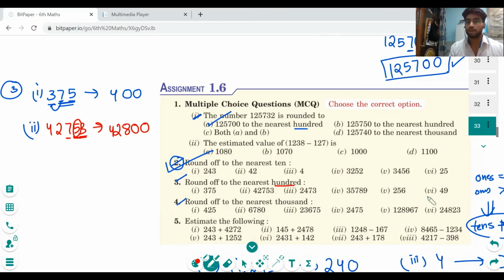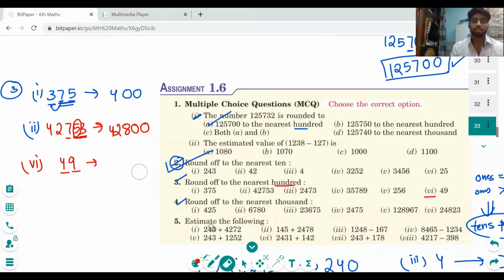Okay, let's try this one. Sixth one, 49. Now here you can see there are ones and tens, right? There is nothing else. Now we will make ones and tens zeros if you remember. So this will be 0 only. But also one more thing, it's better if you do it this way.